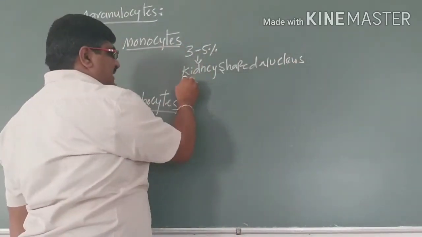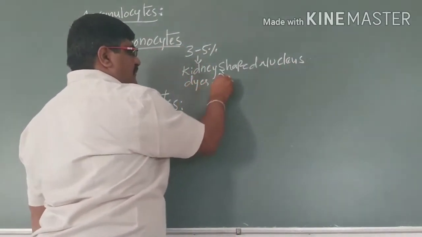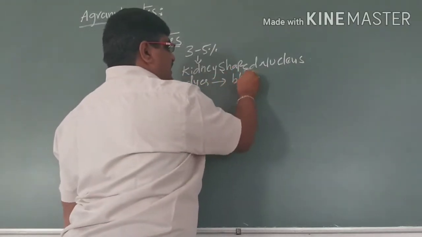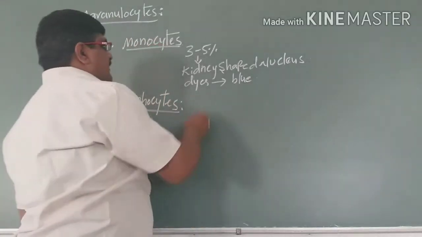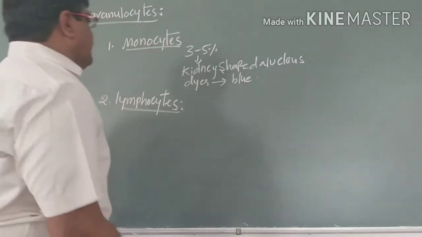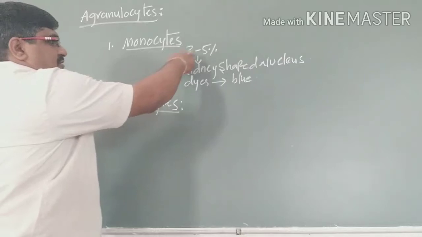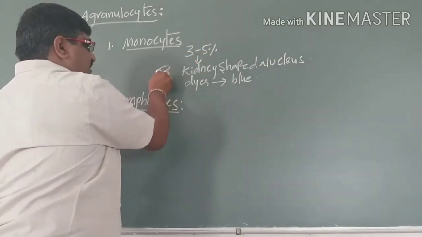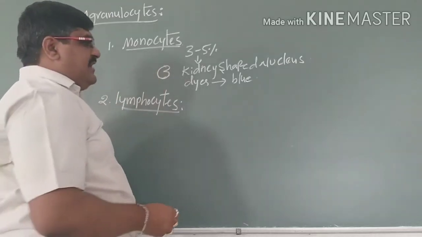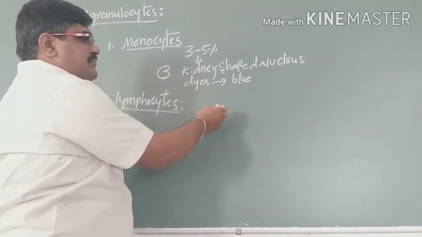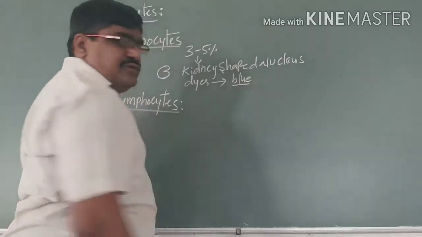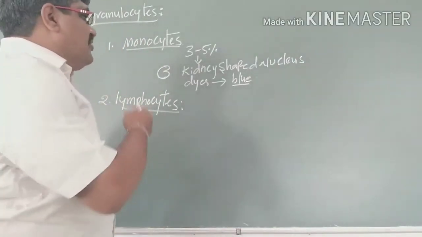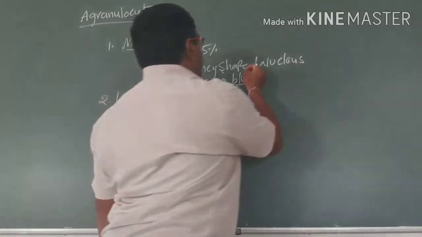By using dyes, they produce a blue color. They occupy 3 to 5% and have a kidney-shaped nucleus. And by using dyes, which color does it produce? It produces a blue color. And we can also call monocytes by another name.